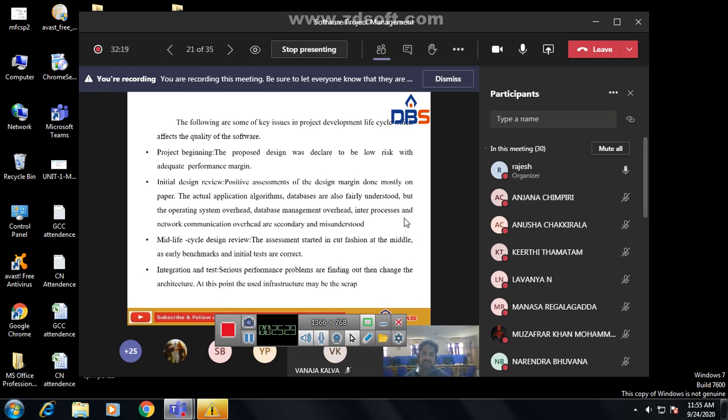And the following are some key issues in the project development lifecycle: the different artifacts and the quality of the software. The first, project beginning, initial design review, and mid lifecycle design review. See, at the project beginning, the proposed design was declared to be low risk with adequate performance margins. So first we have declared it low risk. And at the initial design review, positive assessments of the design margin are done mostly on paper. So everything will be dependent on paper first. The actual application algorithms and database are also fairly understood, but the operating system overhead, data management overhead, and inter-process and network communication overhead are secondary and misunderstood.